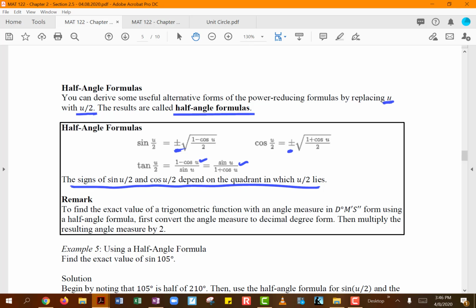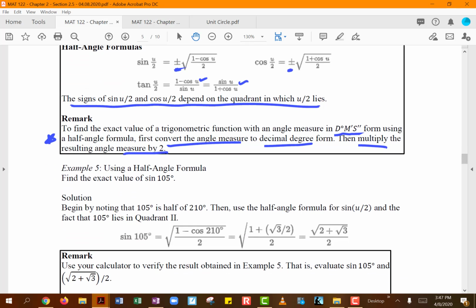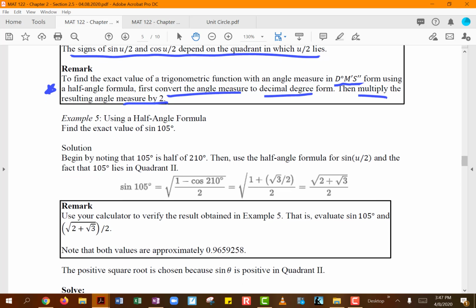Okay, and just looking at that remark, they are saying that to find the exact value of a trigonometric function with an angle measurement in degrees, minutes, and seconds form by using the half angle formula, you will first need to convert your angle into decimal form, and then the answer that you get, you're going to multiply by 2. So if you come across angles given to you in degrees, minutes, and seconds, remember this little remark.